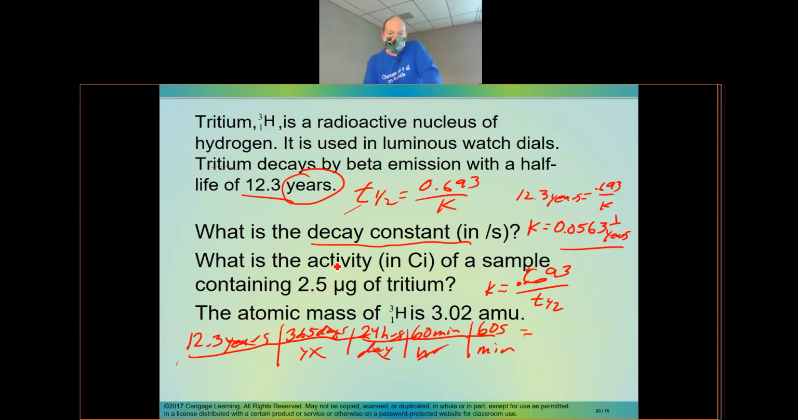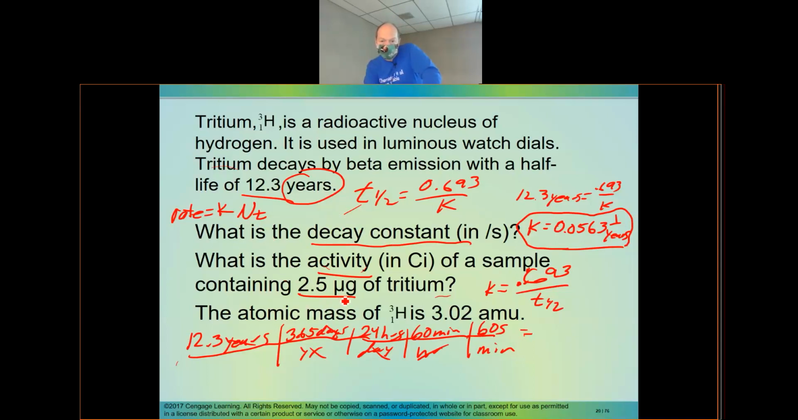All right, so then it says, what is the activity of a sample containing 2.5 micrograms of tritium? All right, so activity is the rate. And so here you have rate is equal to k times N. All right, so k, we just found k. It asked for it in 1 over seconds. If it didn't say, I would leave my k right there. All right, 1 over seconds, then you have to do it this way. And so you will have your k value in 1 over seconds.